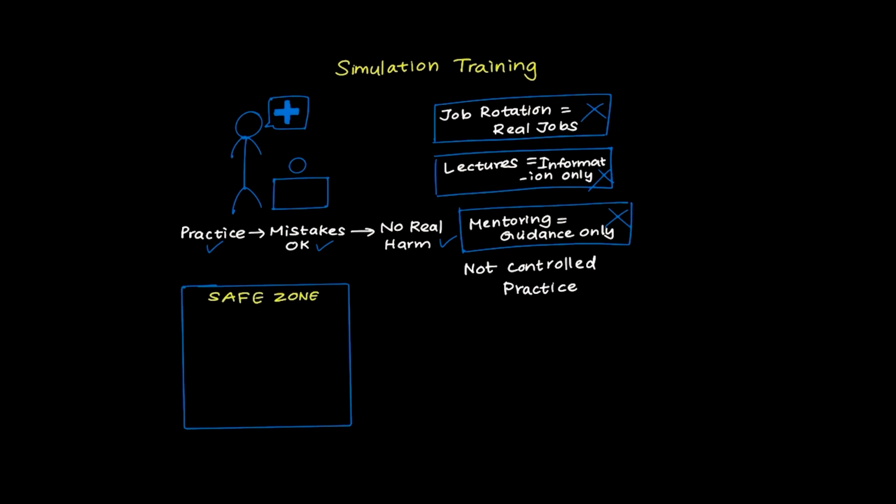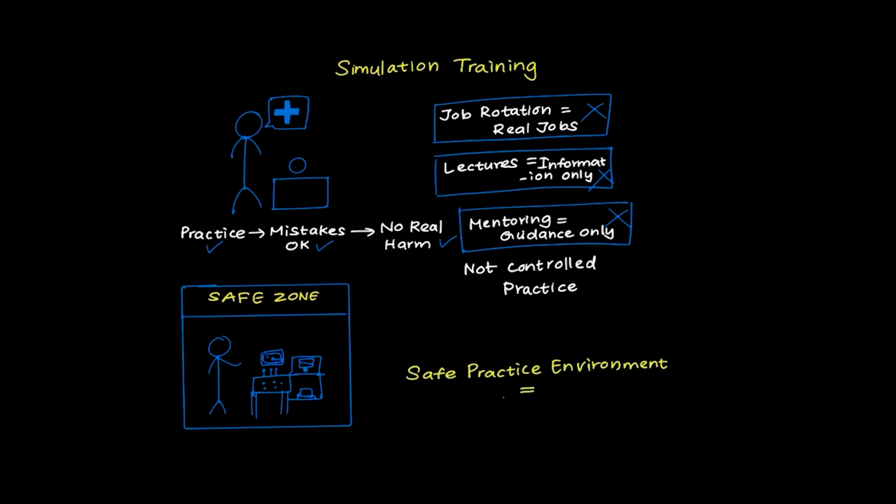Here's a WGU D351 OA exam tip for you. Practice without risk, controlled environment, or replicate job demands safely means simulation training. Quick recall hook: safe practice environment = simulation.